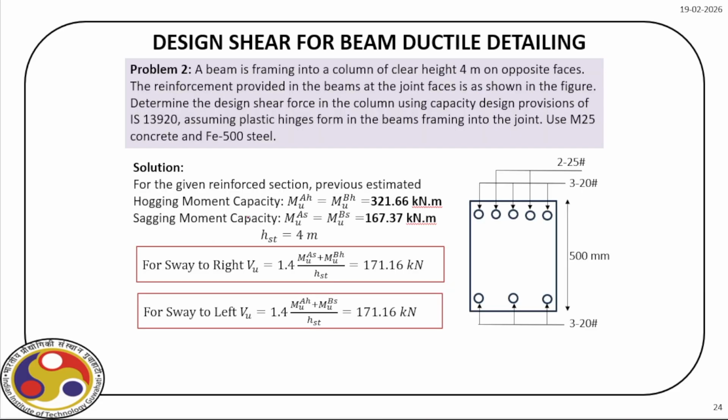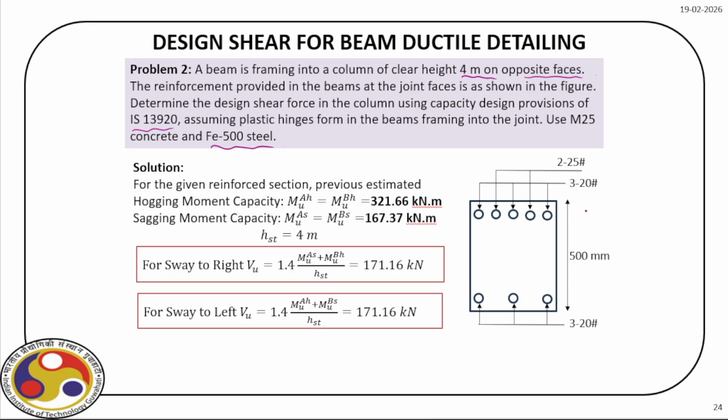Okay. So now let us see another problem. A beam is framing into a column of clear height 4 meter on opposite faces. The reinforcement provided in the beams at the joint face is as shown in the figure. Determine the design shear force in the column using capacity design provisions of IS 13920, assuming plastic hinges form in the beams framing into the joint. Use M25 and Fe 500 steel.